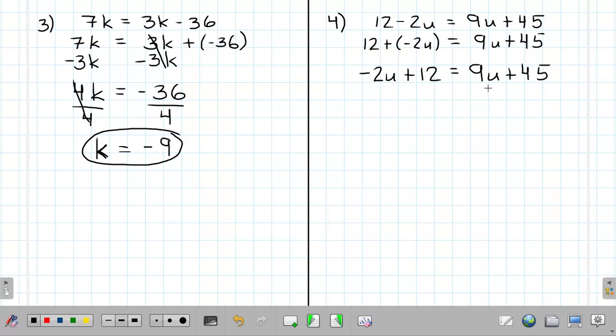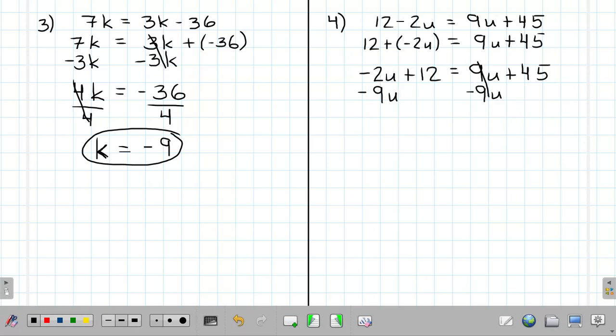Okay? And once again, I know I sound like a broken record, but it's exactly the same as the previous 3 examples that we did. Once again, you could technically add 2u to both sides, but I'm going to subtract 9u from both sides. And once again, you have to subtract the term from the like term over here, so you have to subtract the u term from the u term.